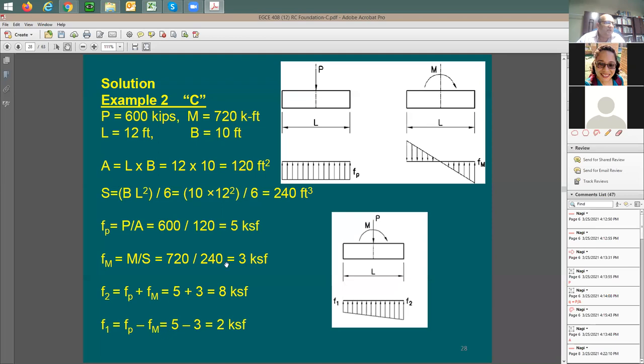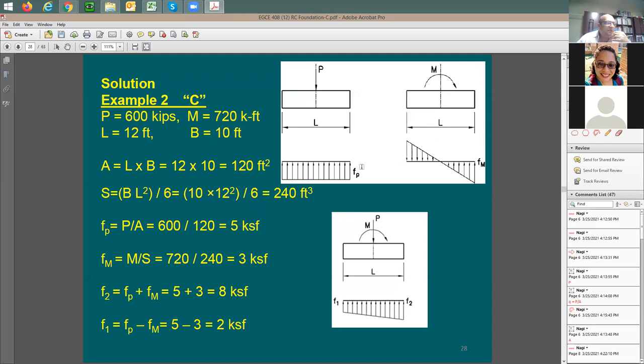720 divided by 240 is going to be 3 ksf. Now, previously I said, let's compare the numerical value of F sub P versus F sub M. I'd like this F sub P to be more than F sub M, which is happening in my example, which is great.